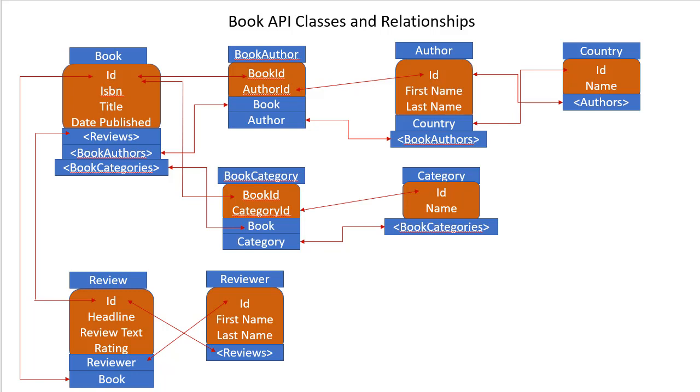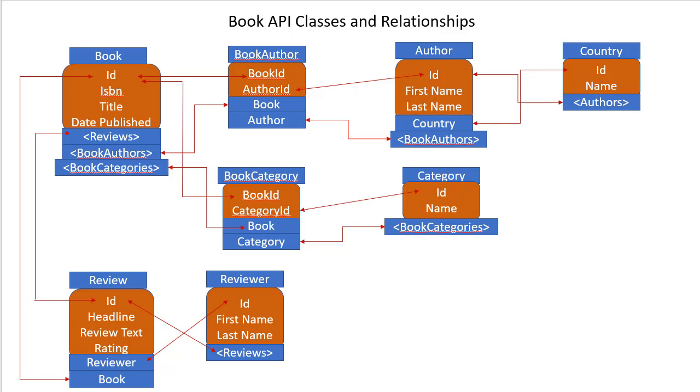The author class is also associated with the book author, but also has a single instance of the country class. It's a single instance because one author can belong to only one country. Therefore, we have a collection of authors in the country class to indicate that many authors can be associated with a single country. A similar relationship is between review and reviewer, where review holds a single reviewer instance, but the reviewer holds a collection of reviews to indicate that one reviewer can write, of course, many reviews. And review also has one instance of a book because one review can be associated with a single book only.